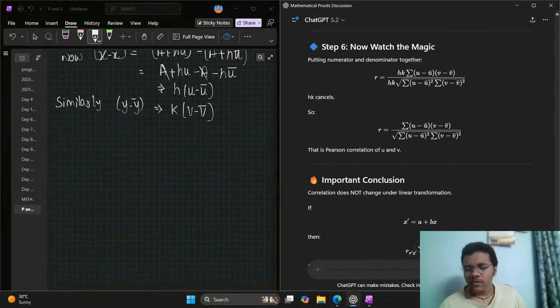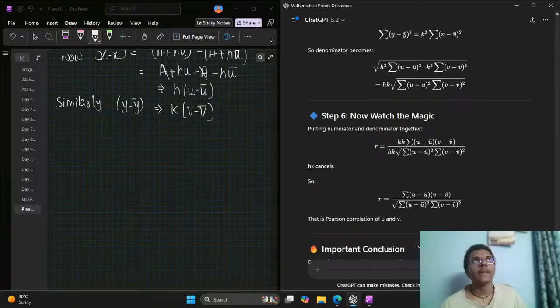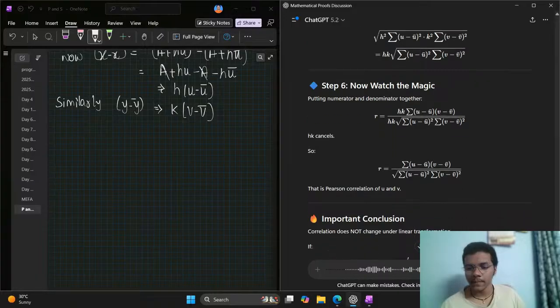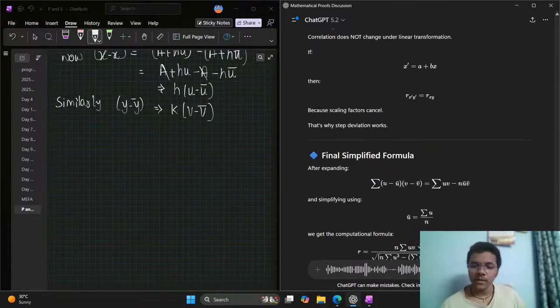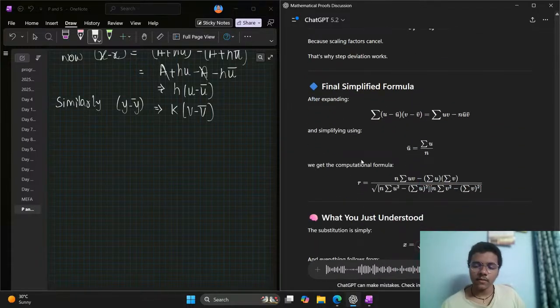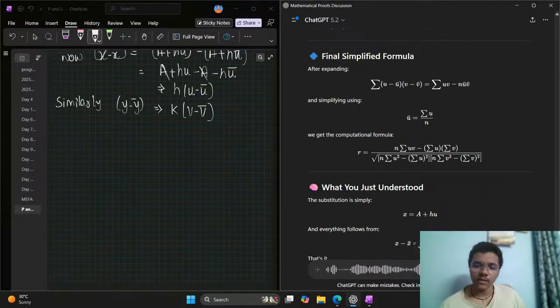So I have understood that, yeah, right? I mean, substituting x and y with u and v is the same because, as you said, the Karl Pearson's coefficient does not change with linear transformations. But now the problem arises: how did you come up with sigma (u minus u bar) into (v minus v bar) is equal to sigma uv minus n u bar v bar? How did you come up with that conclusion? If that was clear, the computational formula will be clear all by itself.